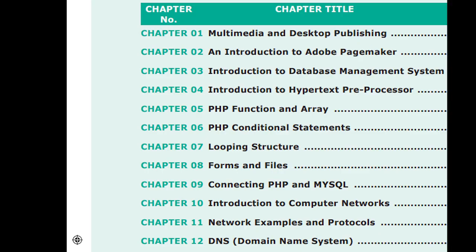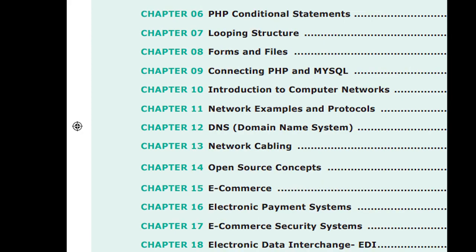So here we are going to create a database, and here we are going to work with database and all. Okay, and then from 10th chapter you will be learning something about networking and all. In 10th chapter it is given in detail about the computer networks, and in the next 11, 12 chapters and all you will be seeing about networking protocols, domain names, and the network cables which are used in networks.